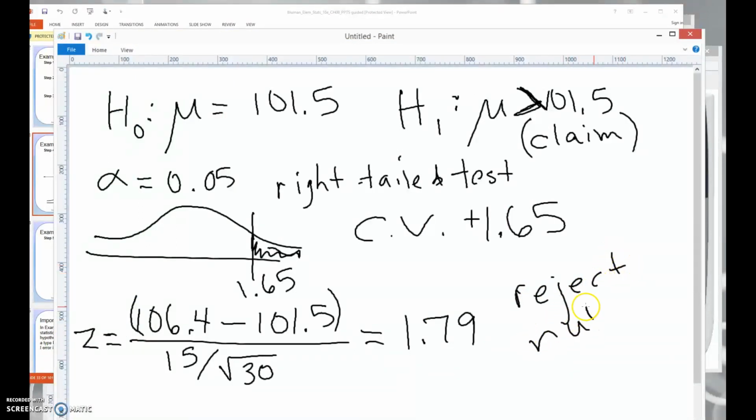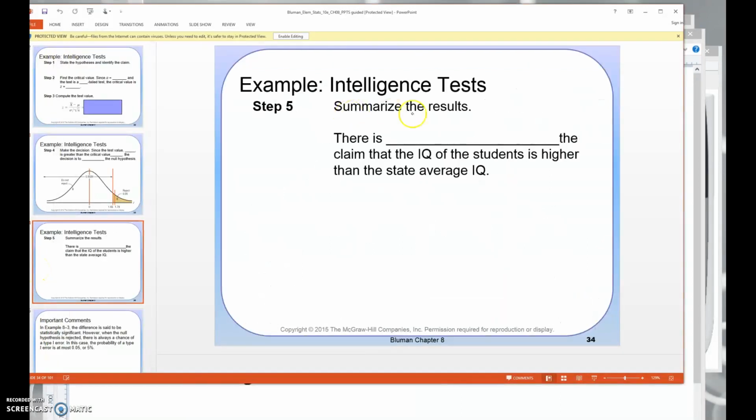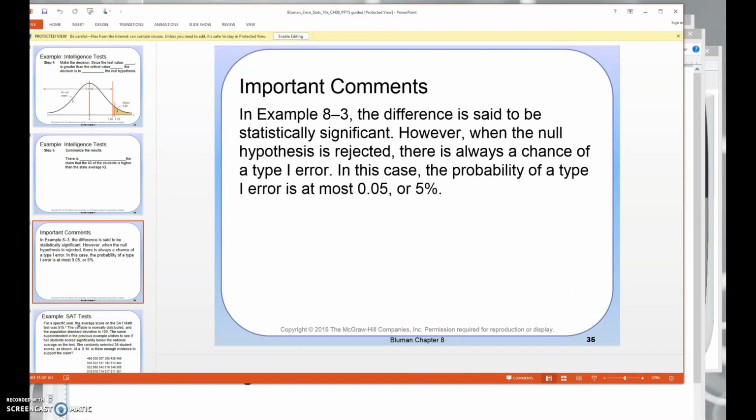Reject null. Okay. Now, the last piece of this is to come up with a summary statement. So you would say that there is enough evidence to support the claim that the IQ of the students is higher than the state average IQ. Okay, steps 1 through 5 get you to that result. Then you can identify the statement there.